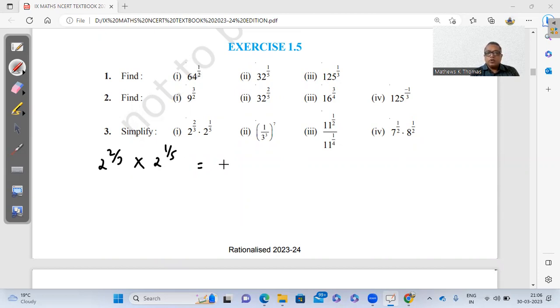And we just now saw the rule that if you are having two numbers with the same base, the powers will get added. So 2 to the power 2 by 3 plus 1 by 5. This will be 2 to the power, 15 will be the LCM. 3 goes 5 times, 5 twos are 10, plus 5 goes 3 times, so 3 into 1, 3. Right? LCM is 15, 3 goes 5 times, 5 twos are 10. 5 goes 3 times, 3 ones are 3. So answer will be 2 to the power 13 by 15.